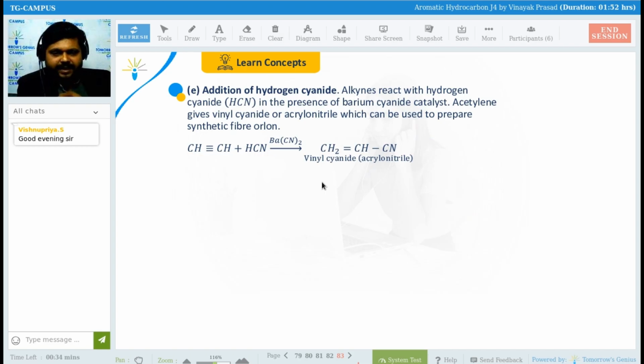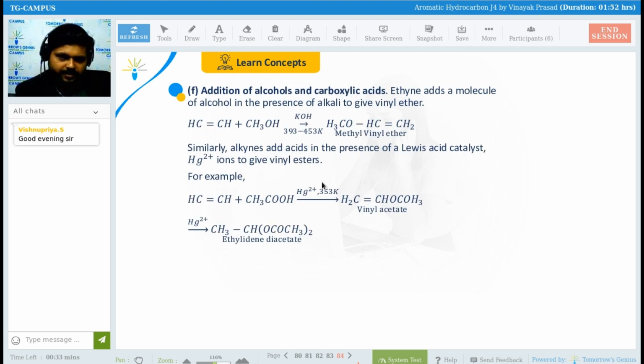Now, addition of hydrogen cyanide. Alkynes react with hydrogen cyanide in the presence of what? Barium cyanide catalyst. Acetylene gives vinyl cyanide or acrylonitrile, which can be used for preparation of synthetic fiber, that is Orlon. See here. So we have to learn these things, guys. What will react and what will be formed. So in this case, which will be formed? Vinyl cyanide will be formed. Clear, everyone? So alkyne will be converted into what? Vinyl cyanide in the presence of Ba(CN)2. Clear?